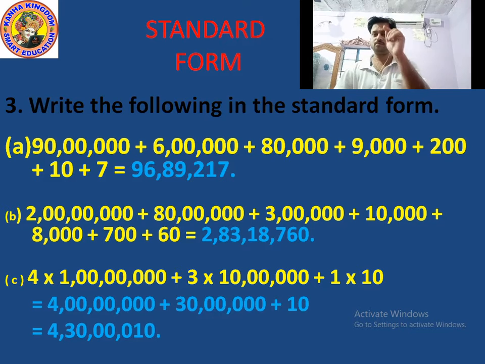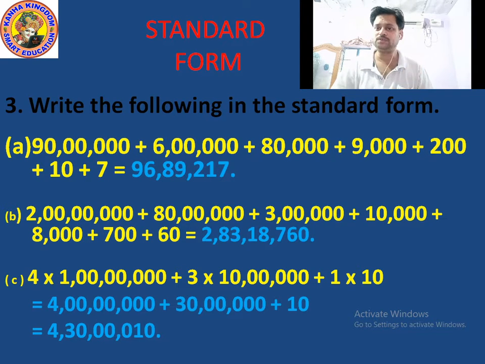Okay, so the correct answer of this number is 4,30,00,010. Means 4 crores 30 lakhs 10. This is the correct answer of these questions. I hope you all understand these questions very well.